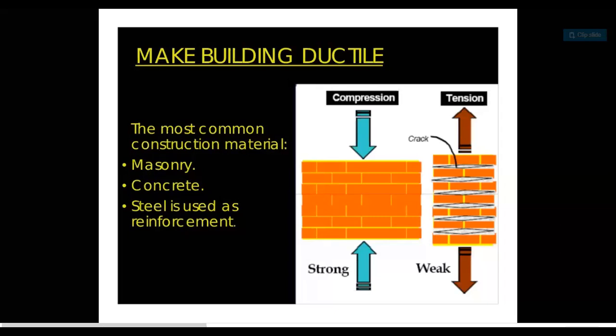You can see in this figure, there is a wall. This wall has compression load, so it will become a strong wall. In the second wall, you can see there is a gap between two bricks, and it will develop cracks. Tension will occur in this wall, cracks are developed, and the wall will become a weak wall in the structure.